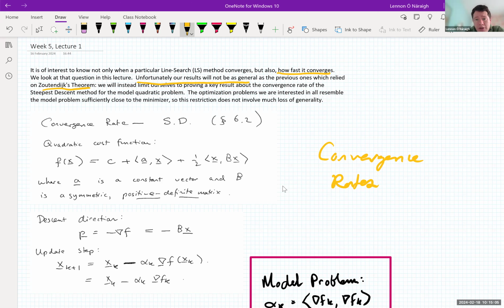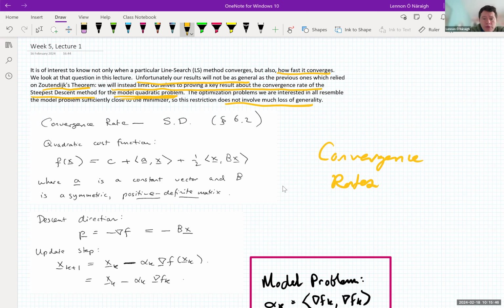Indeed, we're going to limit ourselves in this lecture to proving a key result about the convergence rate just of the steepest descent method for the model quadratic problem. So we're zooming in on the model quadratic problem. Now, the optimization problems that we're interested in this course all resemble the model problem sufficiently close to the minimizer by a Taylor approximation. So this specialization in the lecture does not really involve much loss of generality.